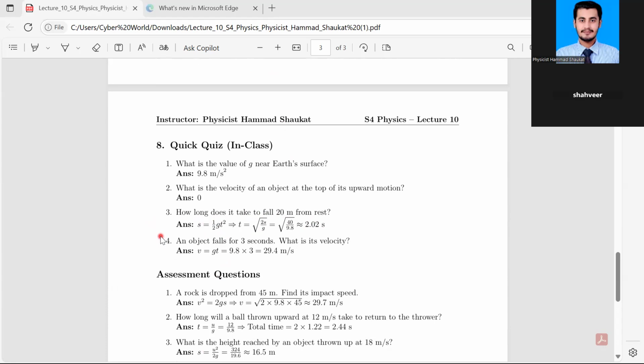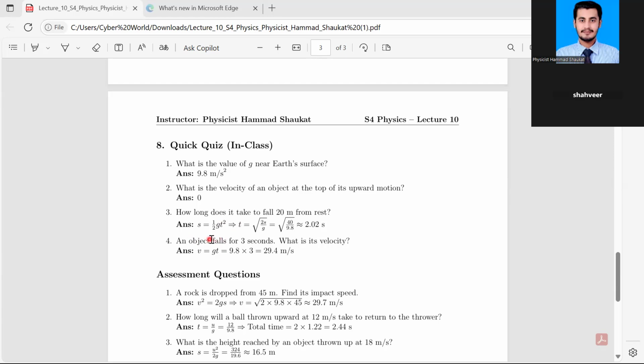Can you substitute this equation for time? How? Can you tell me first? Move the t over with the s, or move the 1 by 2 with the s and the g, and then that will be like t squared equals s over 1 over 2 g. Yes, you can do it like that.